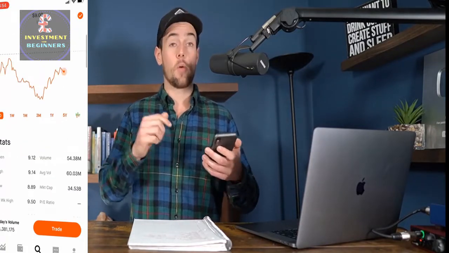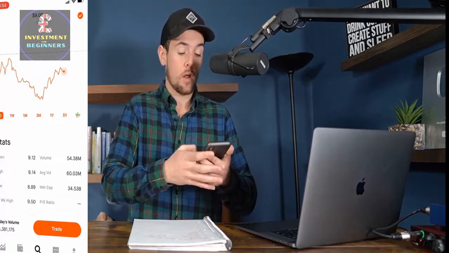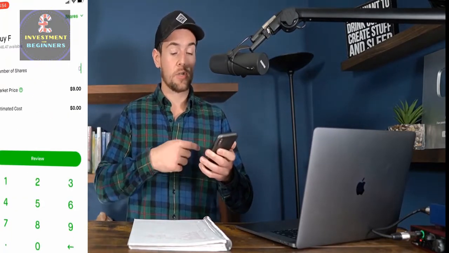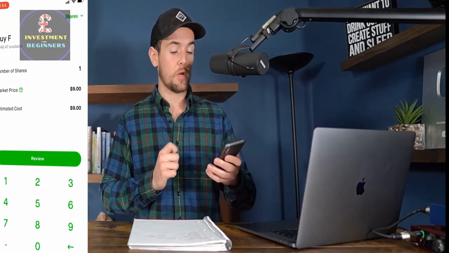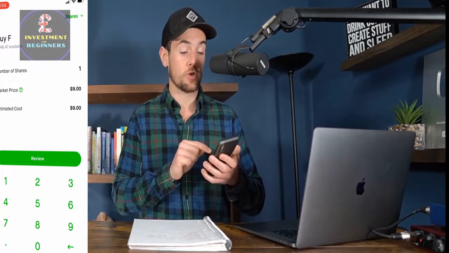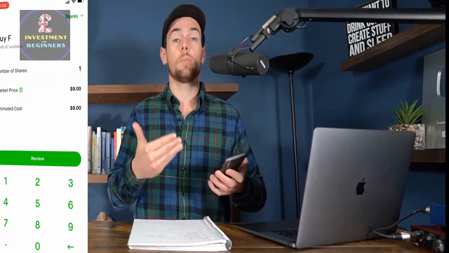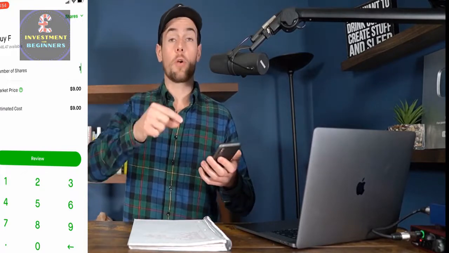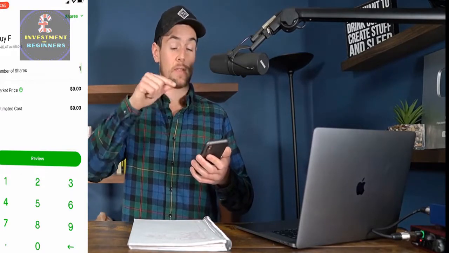And so now if I want to buy one share of Ford, all I'm going to do is click on the trade button and I'm going to click buy. So I'm just going to buy one share of Ford for demonstration purposes. So this is where you decide how many shares you actually want to purchase. And by default, it's going to be a market order, which means it's going to close at the current market price at this instant point in time.